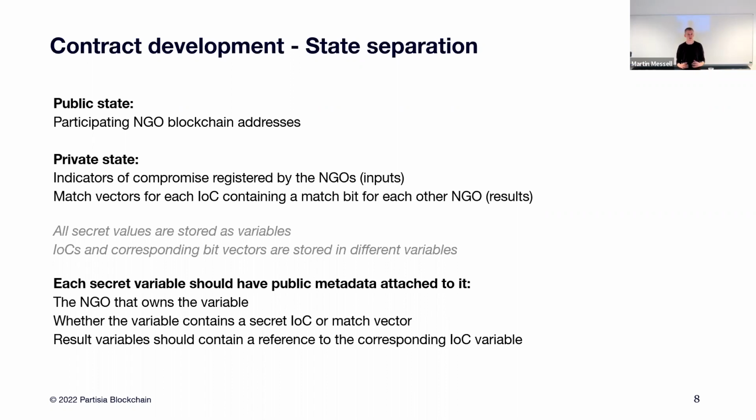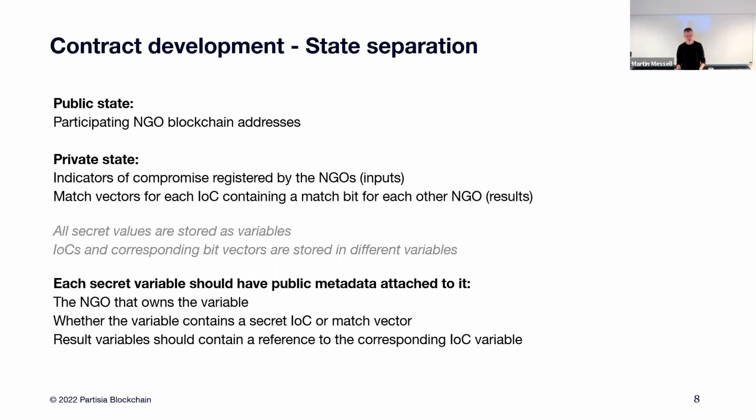For each variable, we also need to know who is the owner of this variable, which NGO is behind this IOC input, or should be able to see this result match vector. And also we should know whether this variable is an IOC or a match vector. As all variables are secret and encrypted, it's not possible to see if this is an IOC or a match vector. So we need public metadata to say this is a result and this is an input. So we should add that as well.